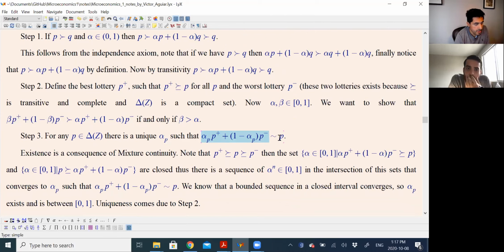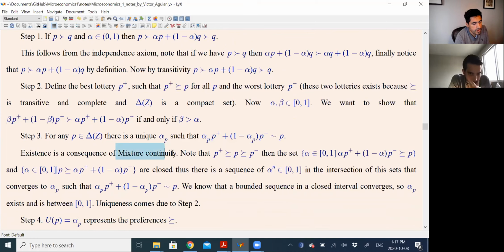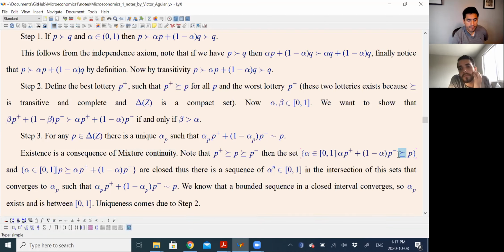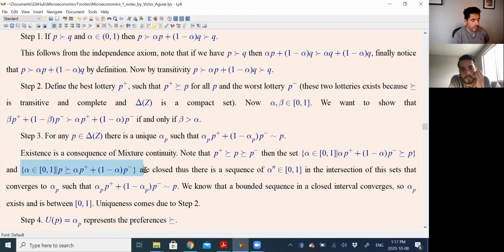So why is this unique? Well, existence, first of all, has to exist. It is a consequence of mixture continuity, right? So now note that I have p plus is weakly better than p, and p is weakly better than p minus. Then this set here is a little bit different from the definition of mixture continuity, because this contains indifference, right? This is the upper contour set, and this is the lower contour set. Because this includes indifference as opposed to the definition, this is closed. So this is the closure of these open sets in the definition.